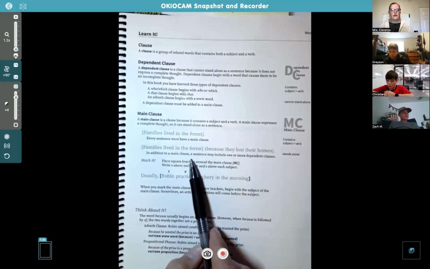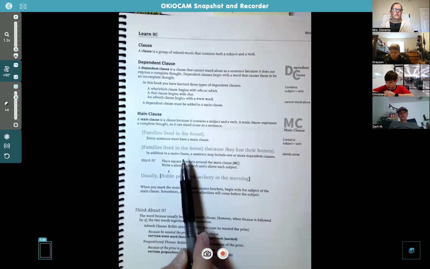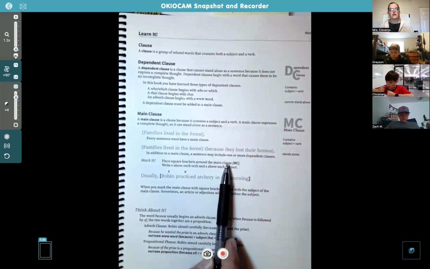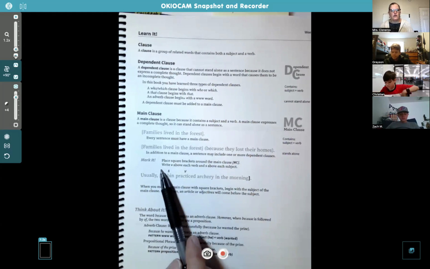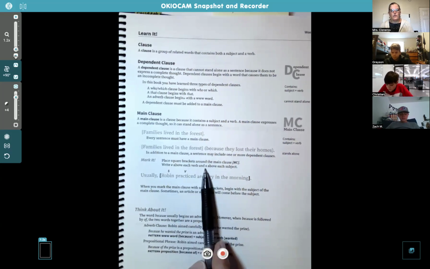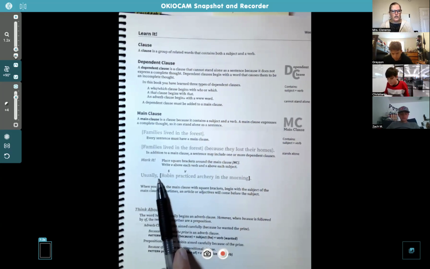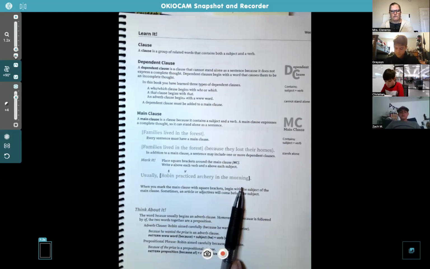In addition to a main clause, a sentence may include one or more dependent clauses. So as you mark this in your grammar books, you're going to place square brackets around the main clause. That's MC. Square brackets are different than parentheses. Okay. Write V above each verb and S above each subject. Here's your example. Usually, Robin practiced archery in the morning.